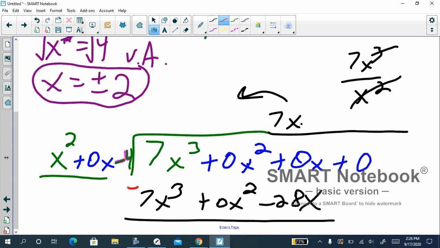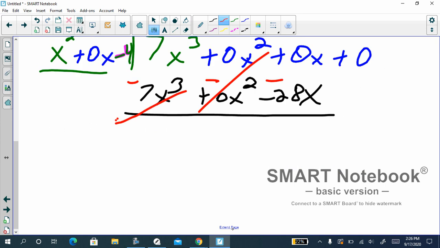The top one minus the bottom one, so 7 minus 7 is 0. 0 minus 0 is 0. And if we do 0 minus negative 28, 0 minus a negative is really a plus, so that's 28x plus 0.